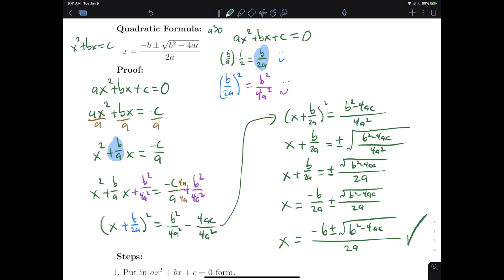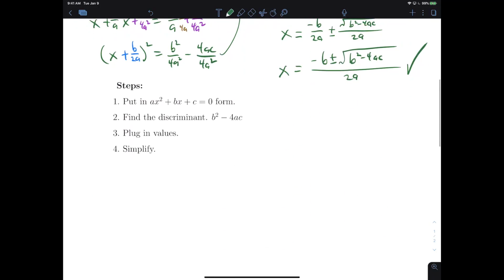Wonderful. Now that we have the actual quadratic formula, let's talk about the steps. The steps are the following. The first step is to put it in the general form of ax squared plus bx plus c equals 0, specifically where that leading coefficient is positive. For the second step, find the discriminant, which is b squared minus 4ac.